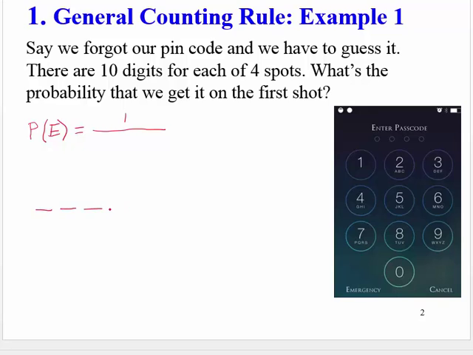1, 2. And we can put the digits 0 through 9 in each spot. So for the first spot, we have 10 choices. And then for each of those 10 choices, we have 10 for the next, and 10 for the next, and 10 for the next. And that's equal to 10,000.